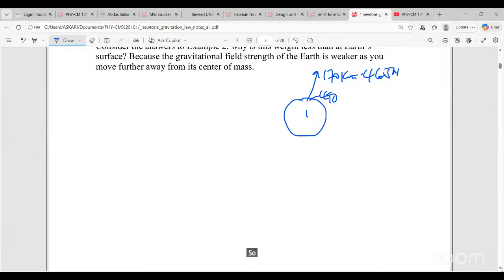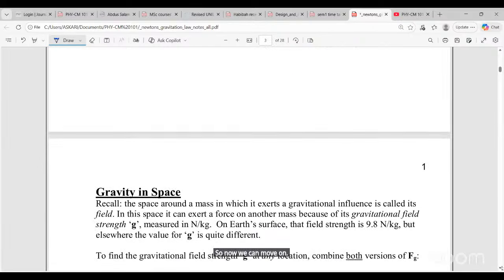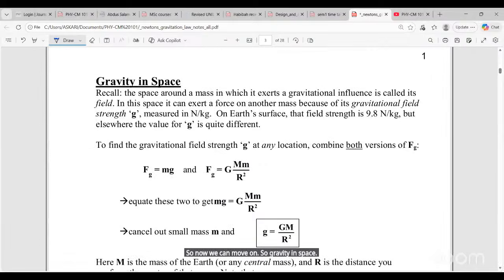So now we can move on. Gravity in space. The space around a mass in which it exerts a gravitational influence is called its field. Now, in your second semester, you still treat electric field, magnetic field, gravitational field. So the space around either an electric charge, a magnet, or gravity is what we refer to as field.